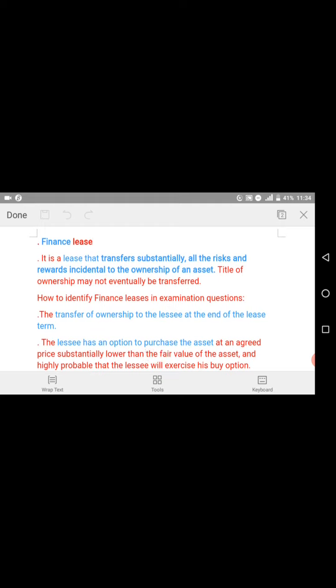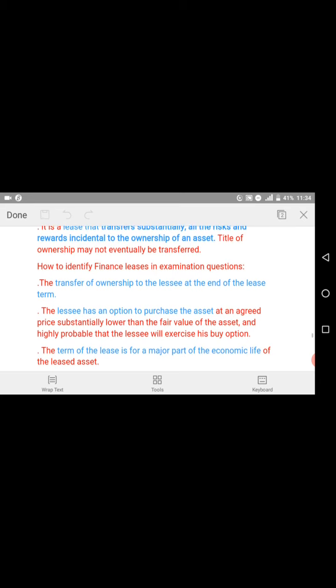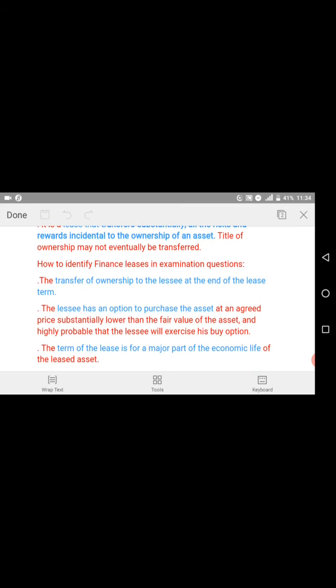First way is the transfer of ownership of the asset at the end of the lease term. Second one is the lessee has an option to purchase the asset at an agreed price substantially lower than the fair value of the asset, and it is highly probable that the lessee will exercise his buy option.